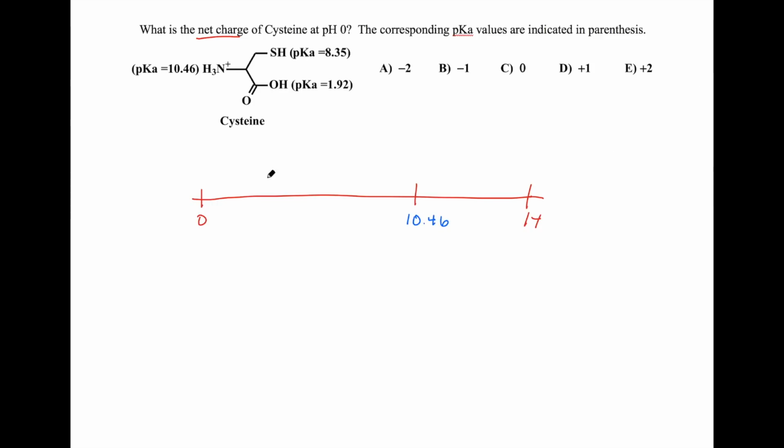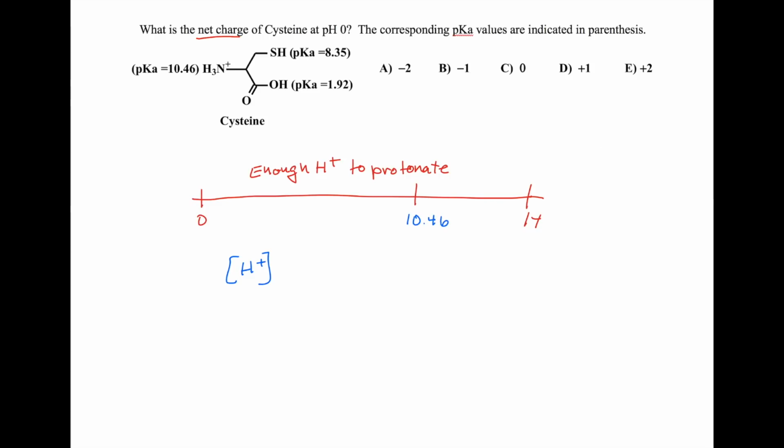The pH scale represents the concentration of H plus in solution. So how much H plus is in solution? How many protons? Because 0 is lower than 10.46, that means there's enough H plus to protonate the amine, this amino group right here, because the 0 pH has more H plus, so enough such that it can leave this 10.46 protonated, okay?